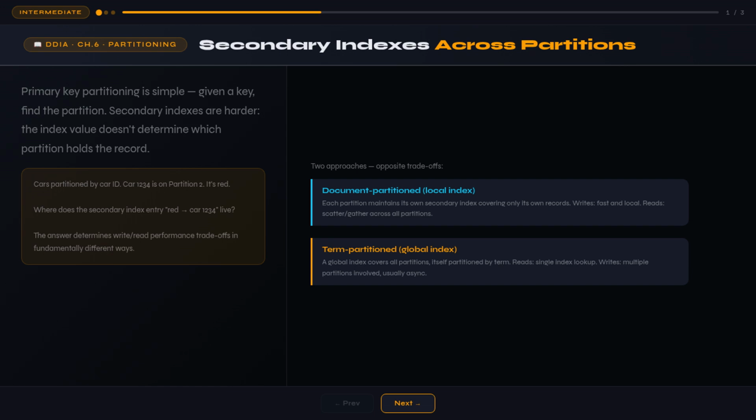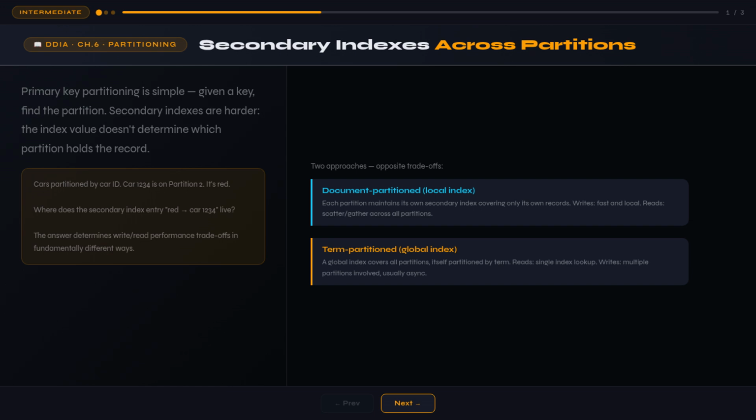And secondary indexes are harder to partition than primary data because the secondary index value doesn't determine which partition the primary record lives on. Here's the core problem. Suppose your cars are partitioned by car ID. Car with ID 1234 lives on partition 2. It happens to be red. If you're building an index on color, where does the entry for red car 1234 live? It's not obvious, and the answer determines the performance characteristics of writes and reads in fundamentally different ways.